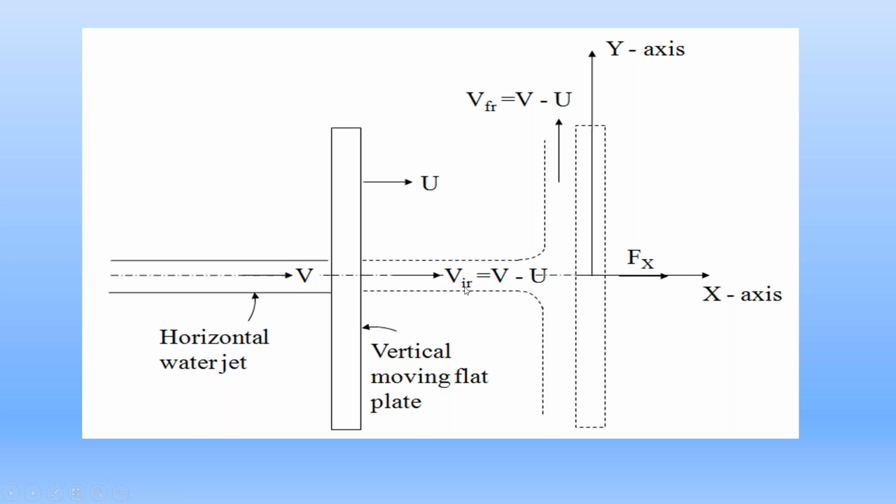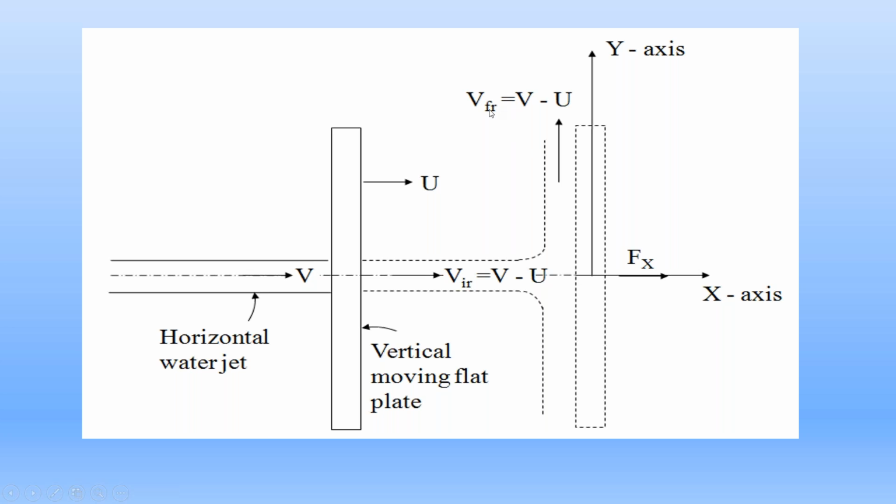Please follow this initial relative velocity direction. VIR is the initial relative velocity of water jet. It is acting in the direction of force Fx. Since this initial relative velocity is in the direction of force Fx, the initial relative velocity of water jet in the direction of force Fx is V minus U.